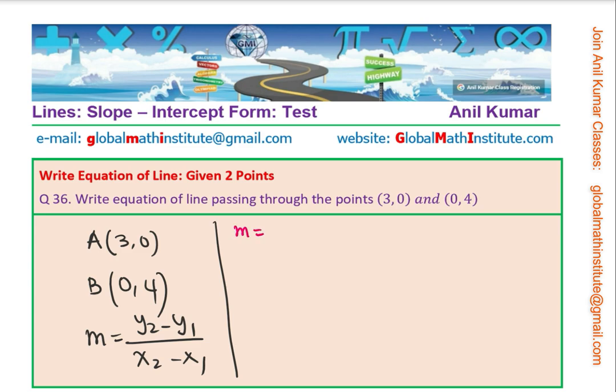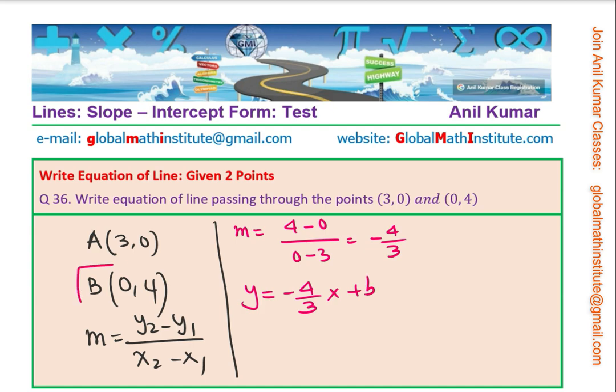You can take any point as the first, any point as the second. Let's say B is the second point. So y2 will be 4, 4 minus 0, and then 0 minus 3, correct? So we have negative 4 over 3 as the slope. So we can write y equals negative 4 over 3 x plus b. Well, b is given to you, right?